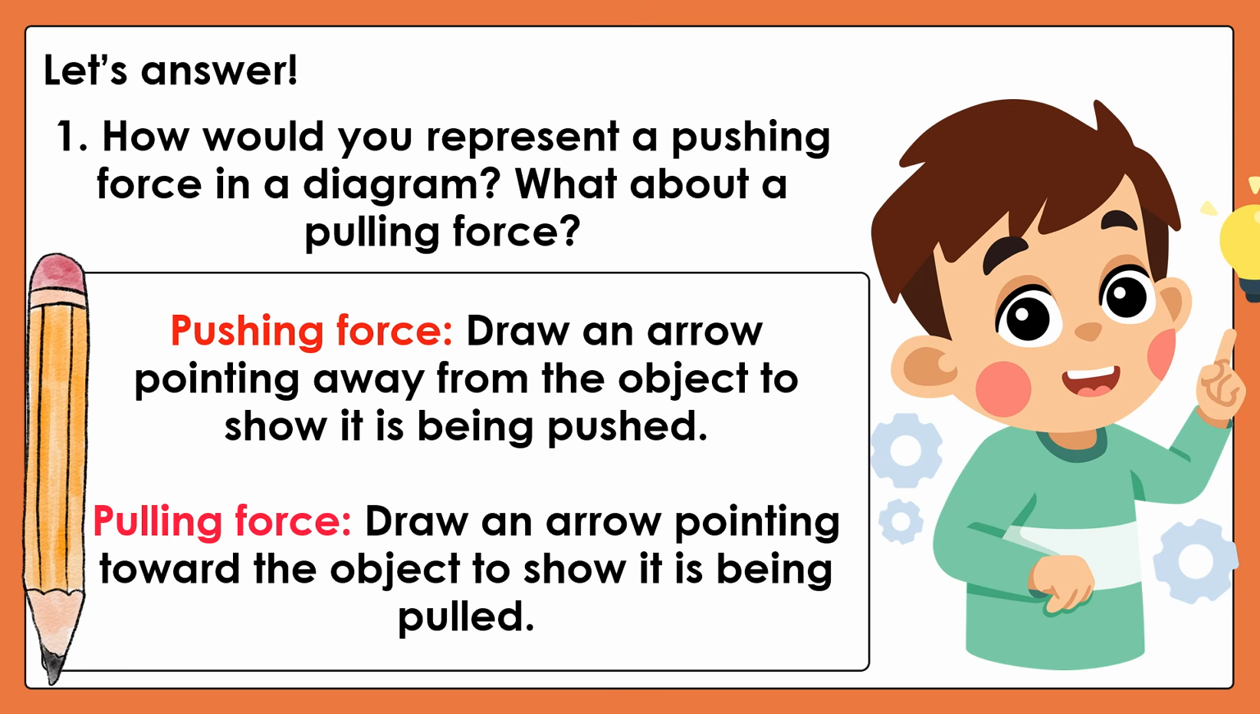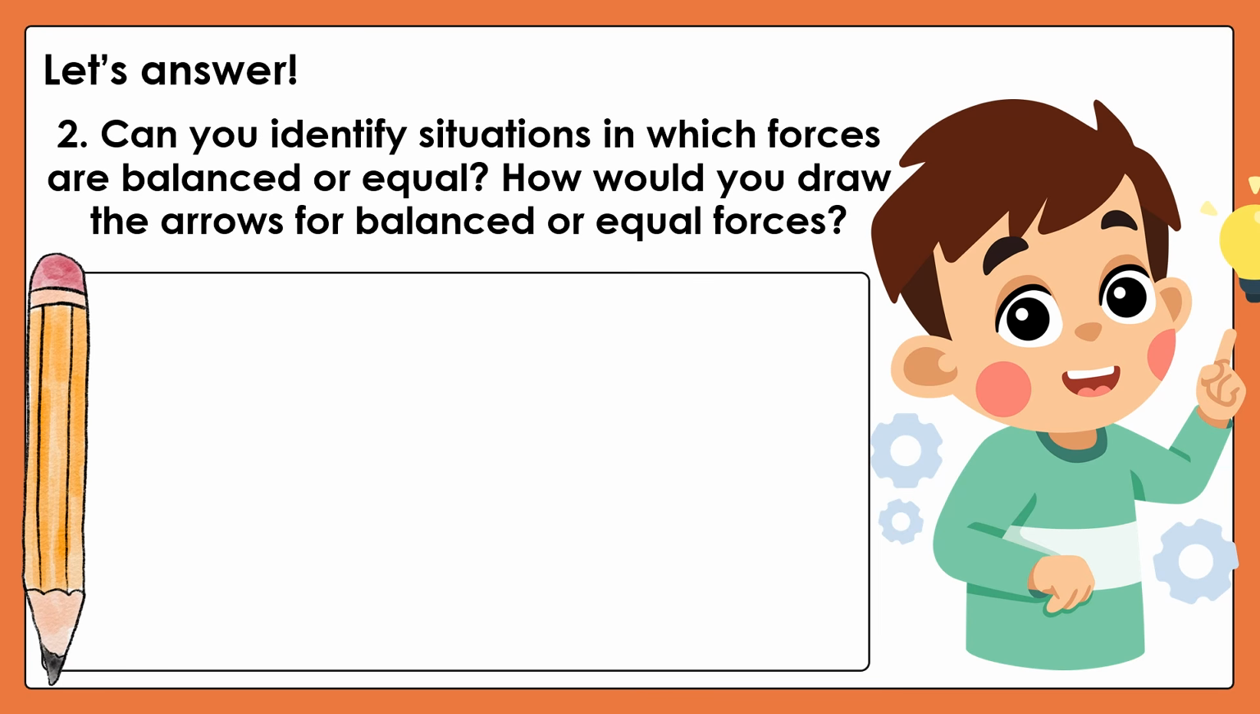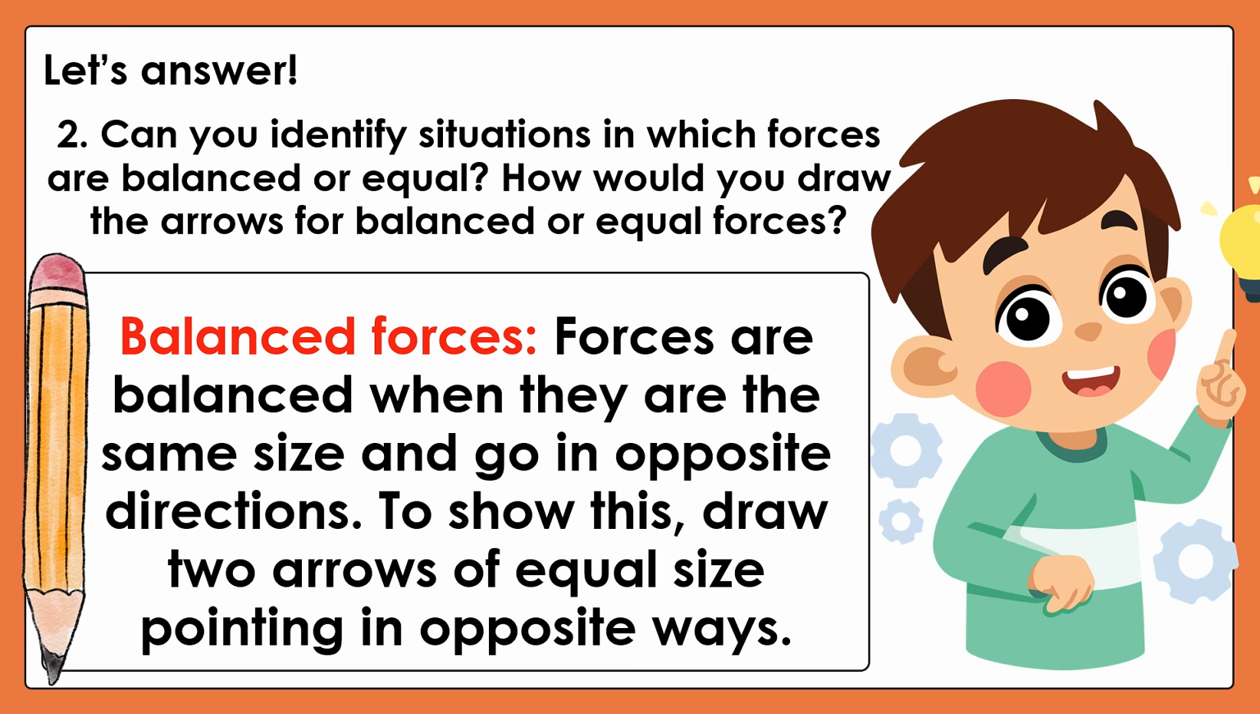Second, can you identify situations in which forces are balanced or equal? How would you draw the arrows for balanced or equal forces? The answer: balanced forces. Forces are balanced when they are the same size and go in opposite directions. To show this, draw two arrows of equal size pointing in opposite ways.